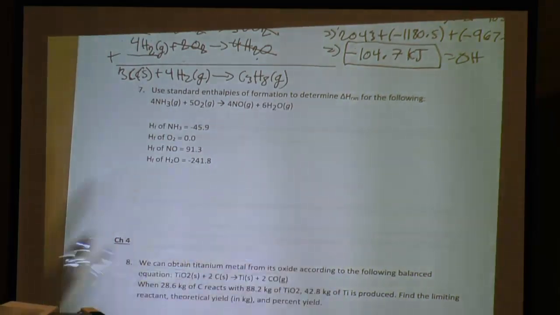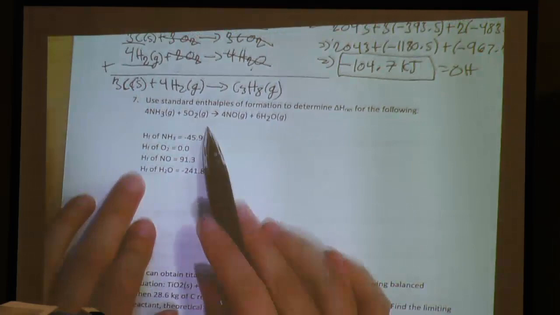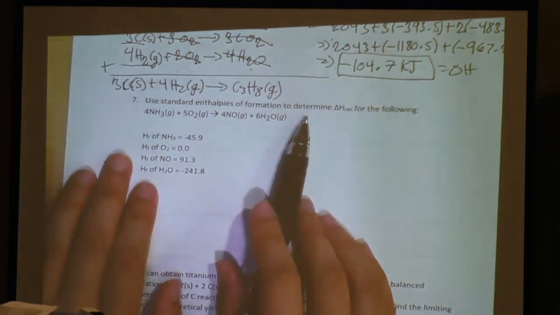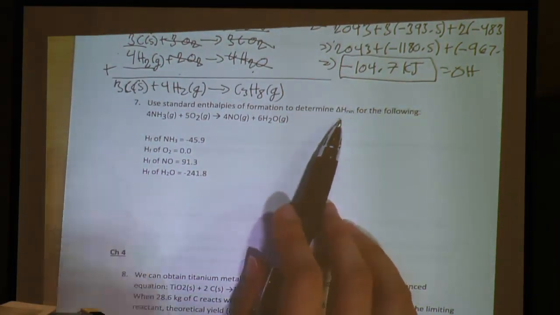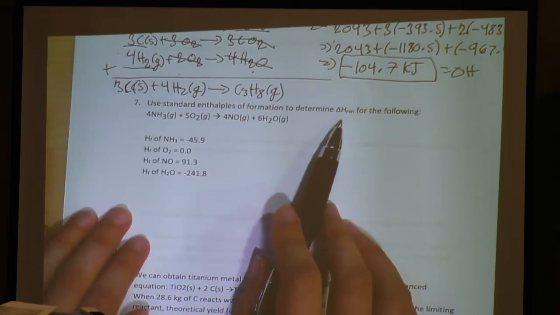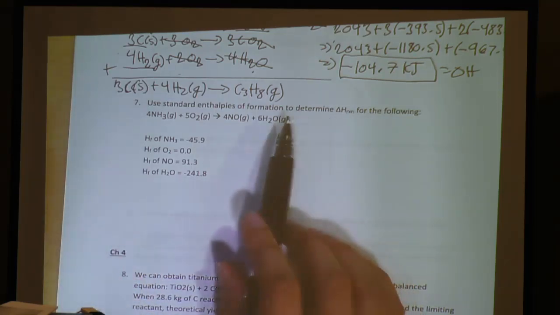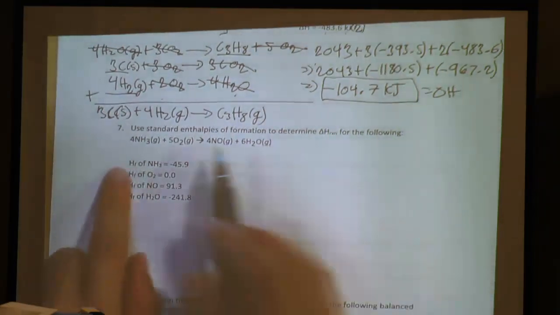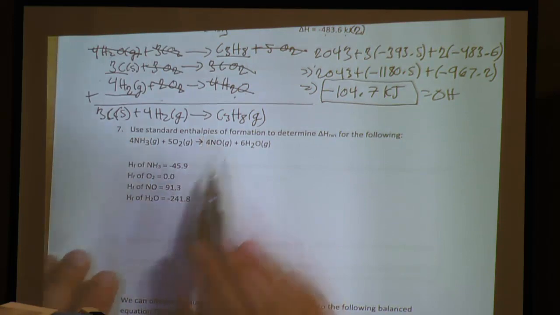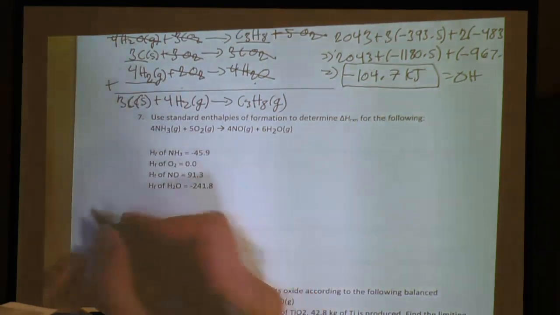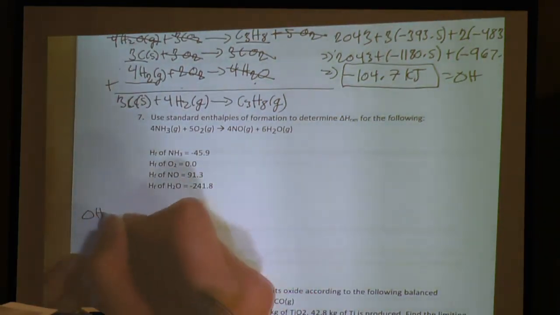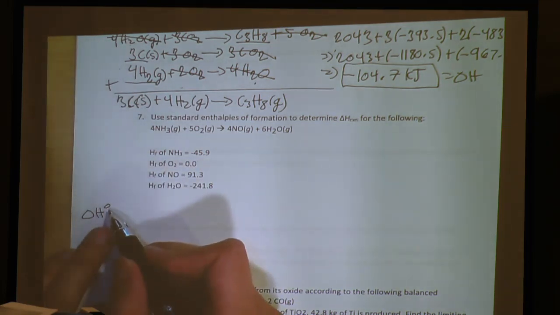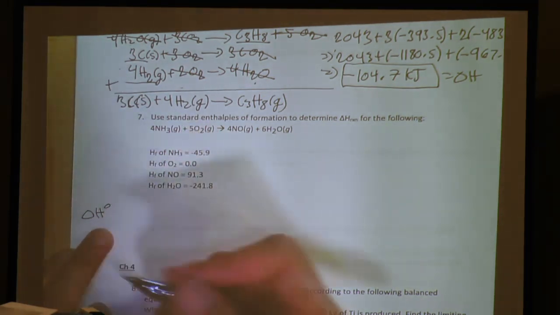So now number 7, this is our last question for chapter 6. We're doing good on time. So use standard enthalpies of formation to determine the delta H reaction for the following. So what is our equation here? When we see standard enthalpy, we're going to want to use an equation that looks like this. That little circle there means standard, like standard conditions.